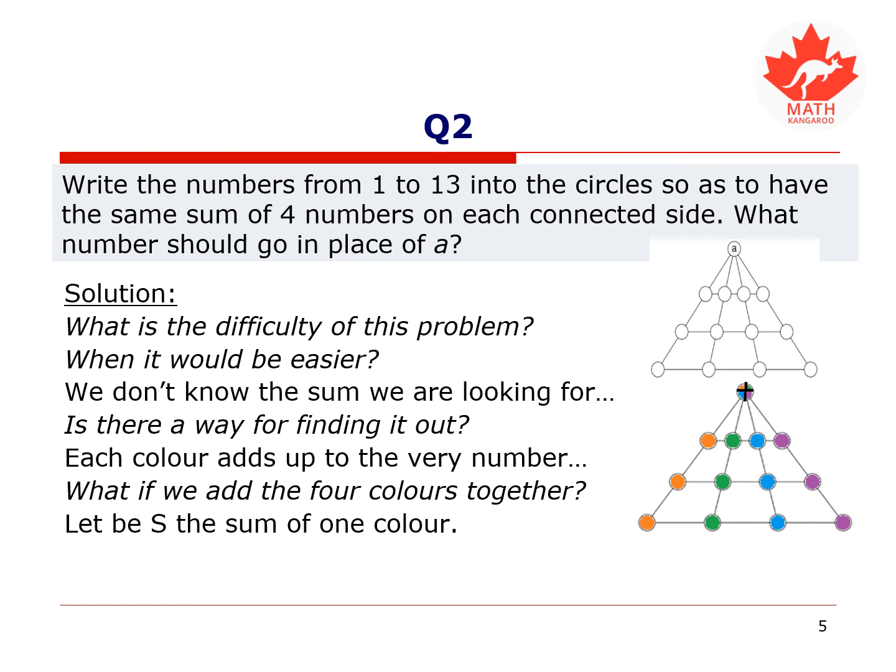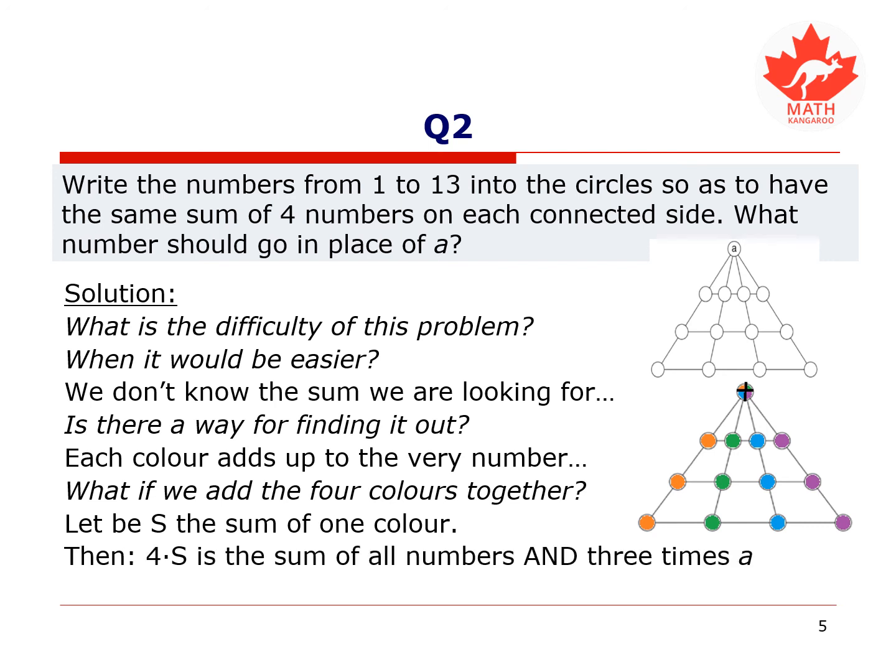But thought of another way, these are just the numbers 1 to 13. However, I am counting the top number 4 times, not just once, right? Every other circle appears in the sum just once, but the number A will appear 4 times. So this is the sum of all the numbers 1 to 13 and the 3 other repeats of the number A, so that I would repeat A 4 times in total.